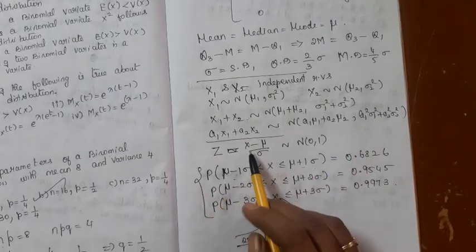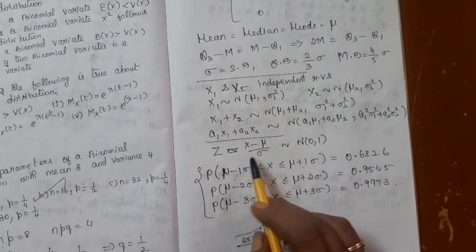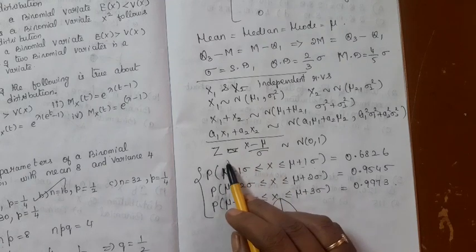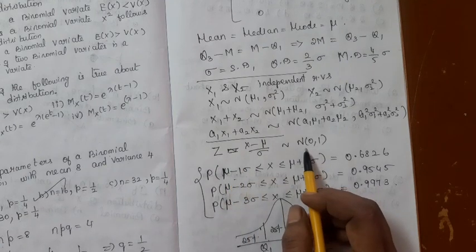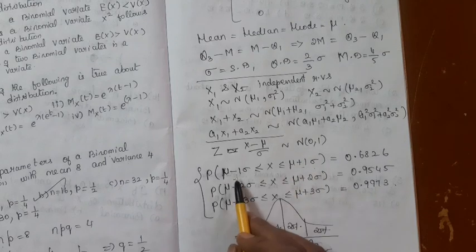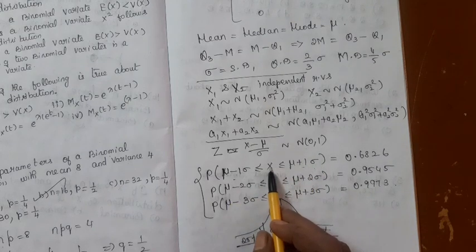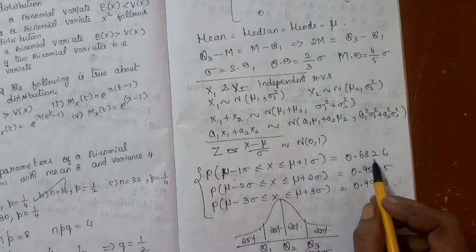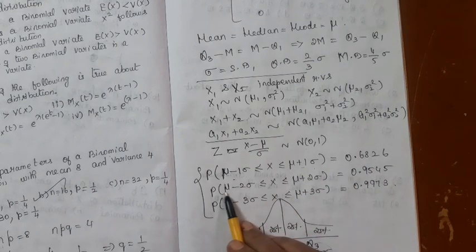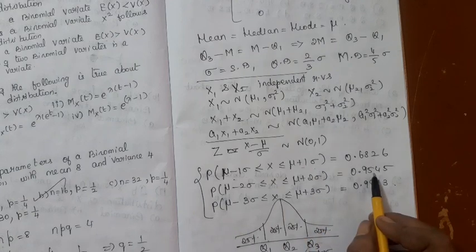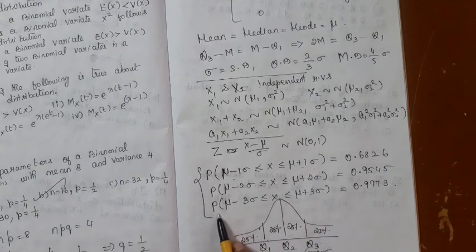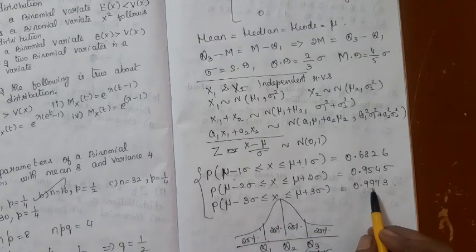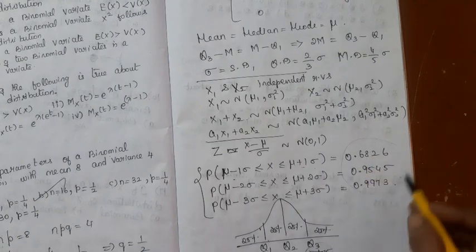When x follows normal distribution with mean mu and variance sigma square, the standardized form, the standard normal variate, has mean 0 and variance 1. For 1 sigma limits, mu minus 1 sigma less than or equal to x less than or equal to mu plus 1 sigma covers an area of 0.6826 under the curve. The 2 sigma limits cover an area of 0.9545, and the probability that x lies between mu minus 3 sigma and mu plus 3 sigma is 0.9973. These numbers you should remember.